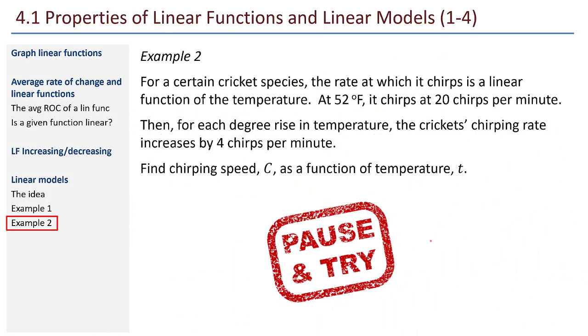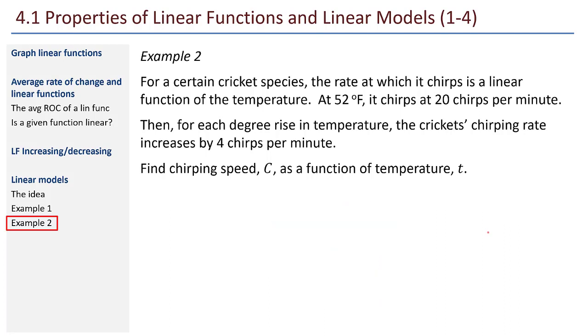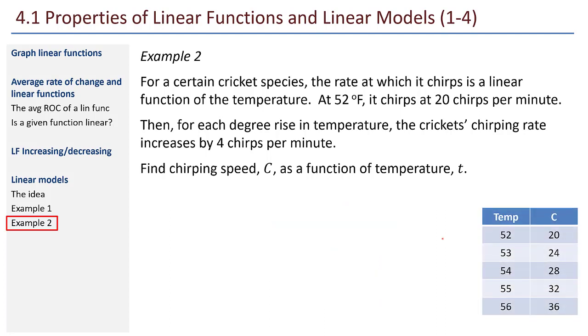And once again, pause the video, give this your best shot, and then start it up again when you are ready to check your work. All right, let's take a look. So I find it useful to write out the first few values. When the temperature is 52, the speed is 20. When the temperature is 53, the speed is 24. 54, the speed is 28, and so on. So for every degree increase in temperature, the speed of the chirping increases by 4.